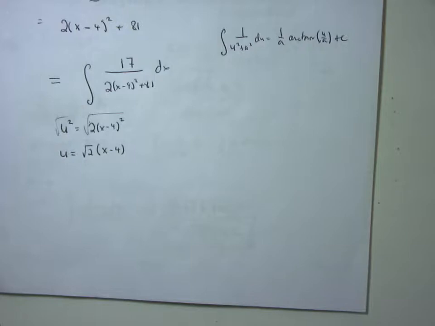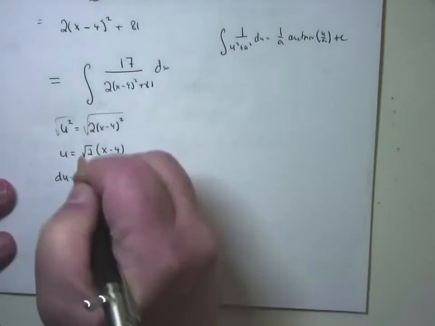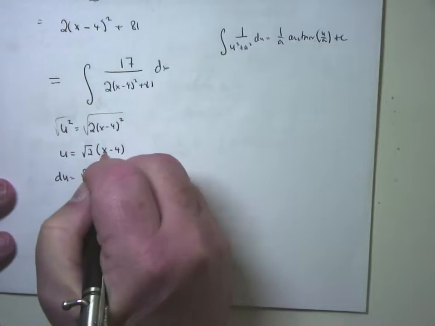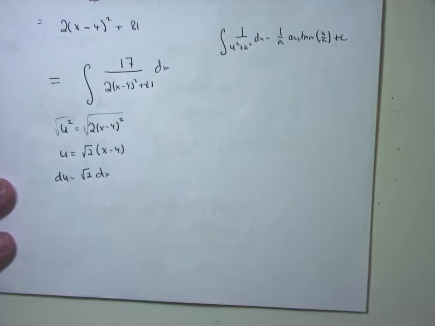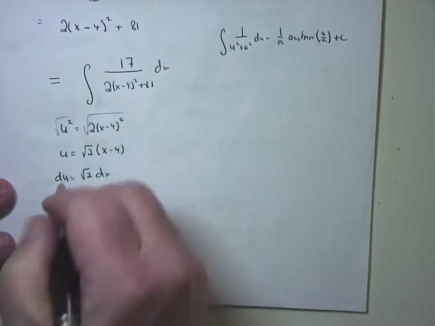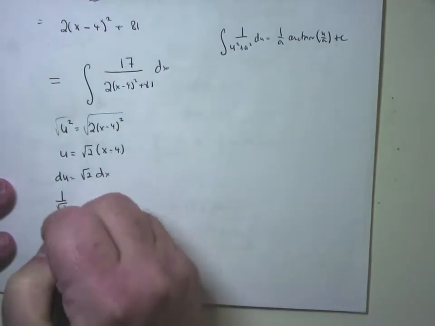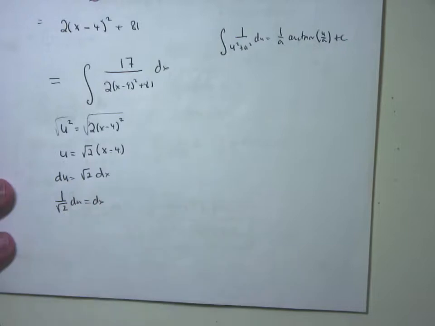Then you're going to do du, the derivative. Square root of 2 is a constant. Derivative of x is 1. Derivative of minus 4 is 0. So that'll be 1 dx. Use substitution. Move the constant to the other side. 1 over the square root of 2 du equals dx.